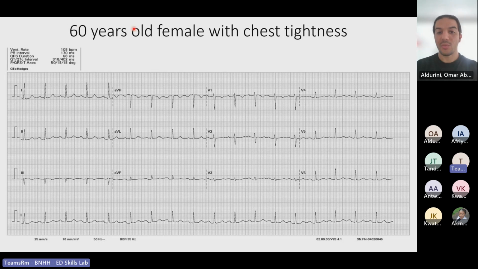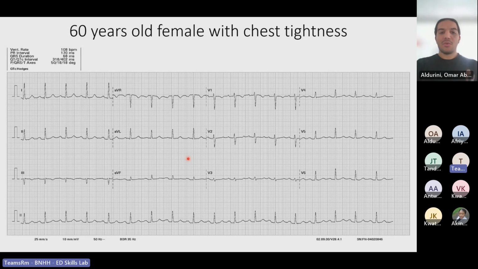So we started with the complaint. It's a 60-year-old female presented with chest tightness, and she also had some cold sweating and was nauseous when she presented to us in the hospital. And this was her ECG. As you can see, it's a bit tachycardic, not that much tachycardia. If we review the waves and everything, we can't find anything major; it's more or less normal, or sinus tachycardia.